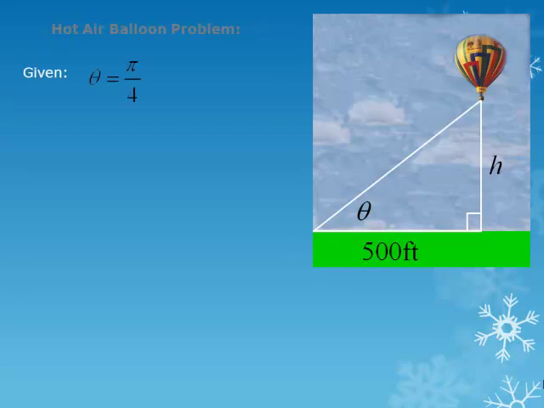We have theta being pi over 4. That's the angle of elevation of the balloon. So if I'm standing on the ground over here and I'm looking up, this angle right here is pi over 4.